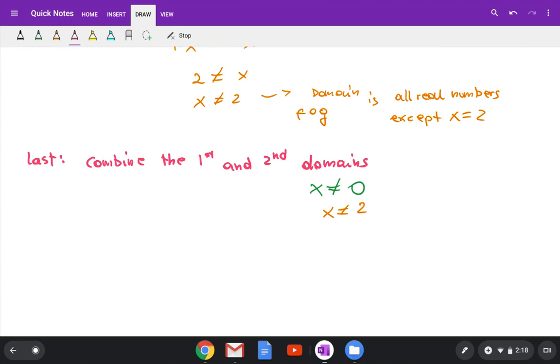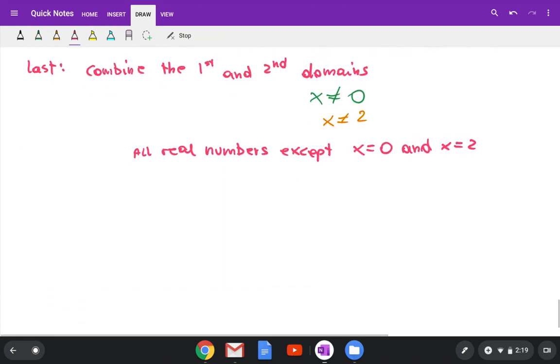So the answer will be all real numbers except x equals 0 and x equals 2.